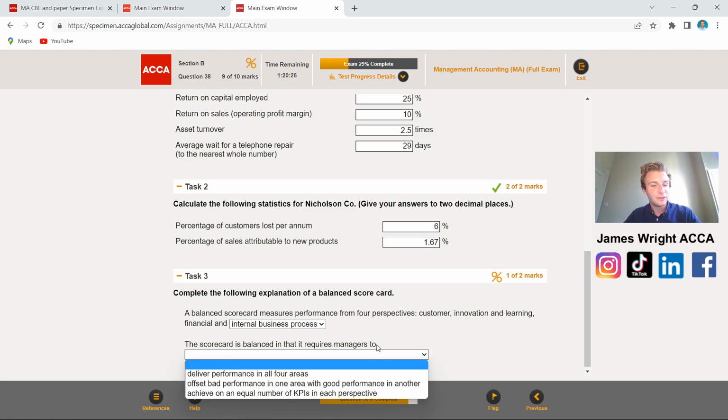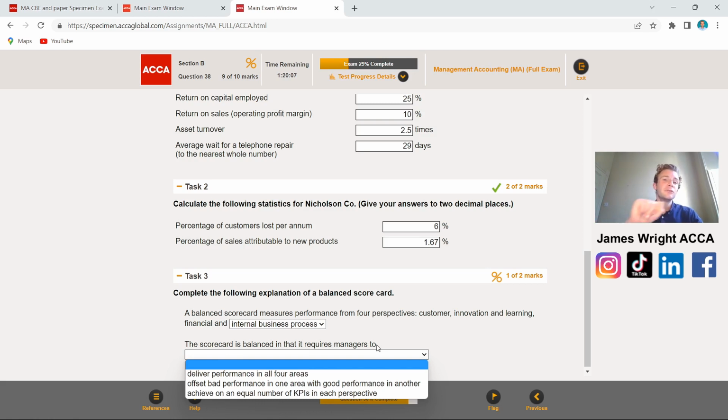The second one is offset bad performance in one area with good performance in another. Well, as a manager working in an organisation, you want to be actually optimising all of the different areas, not just accepting one is bad, because then that would go against an actual balanced scorecard on there and the theories behind it. So that's definitely not it.